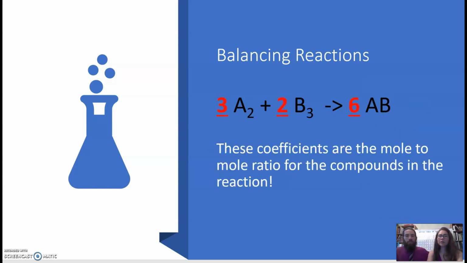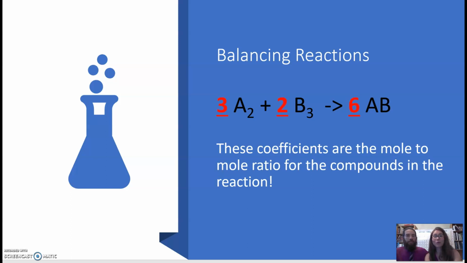So another thing that we want to talk about with these reactions, now that we have it balanced, is that these are not only their one molecule, like 3 to 2 to 6 molecule ratio, they're also in moles. So if we had 3 moles of A2, we would need 2 moles of B3 to react completely with it to make 6 moles of AB.